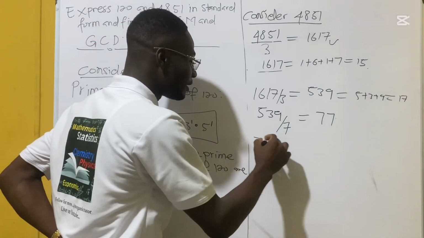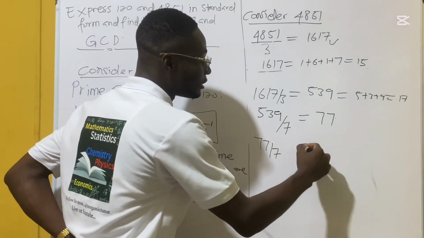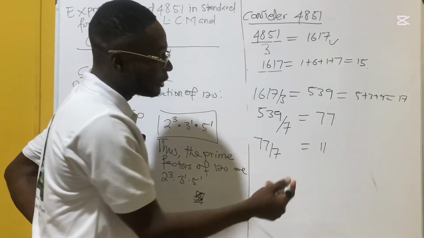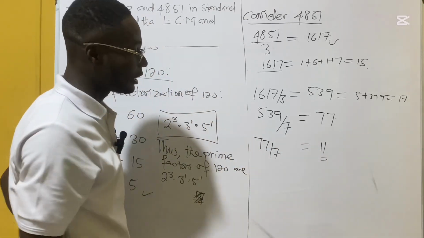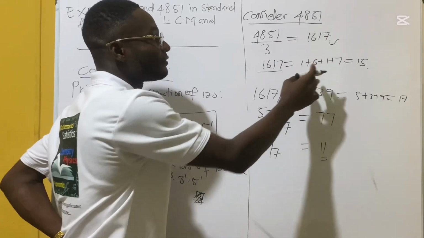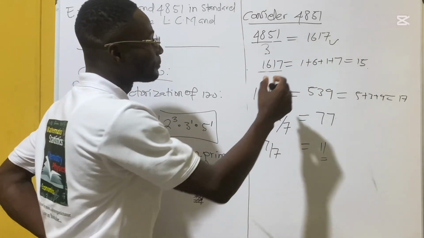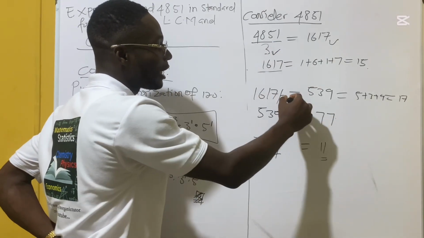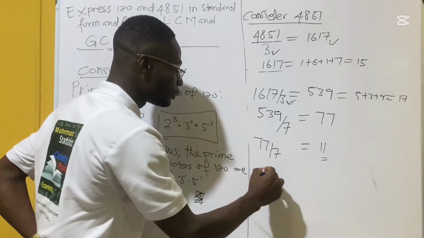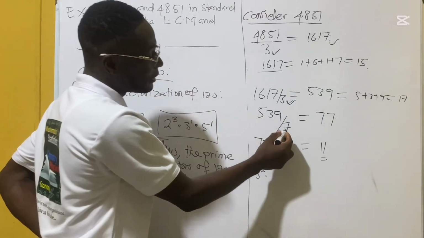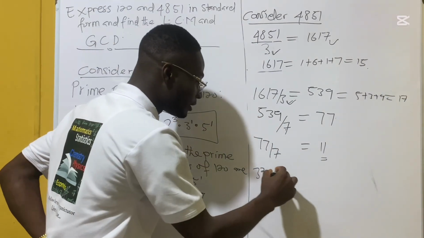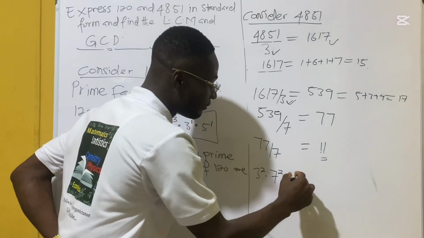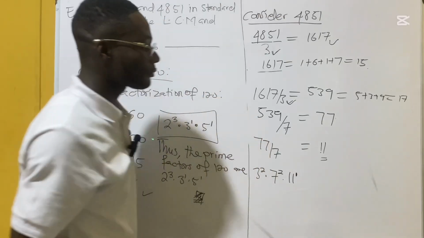So we take 77 divided by 7, and that is equal to 11, right? We know that 11 is a prime number, so we end it here. Okay, so now the prime factors for 4851 are going to be 3 power 2 times 7 power 2 times 11. Okay, so you have 11 power 1, right?